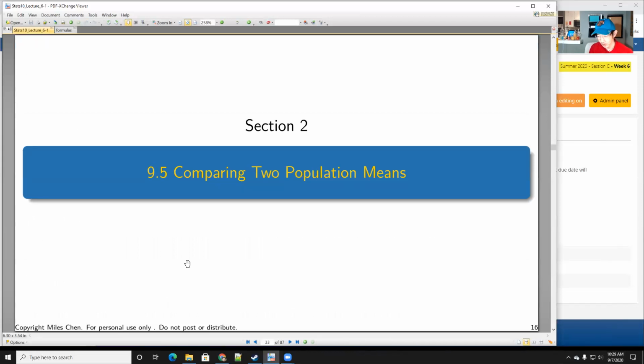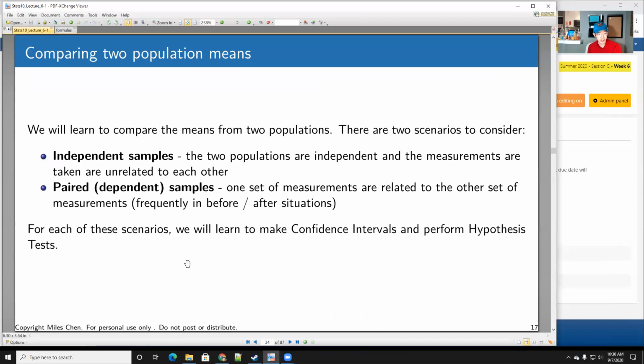All right, so the last section in the textbook that we'll cover is section 9.5, and that is comparing 2 population means. The idea here is that we're going to have 2 samples, and we want to compare those 2 samples using a t-test. Okay, and there are actually 2 scenarios that we want to consider.